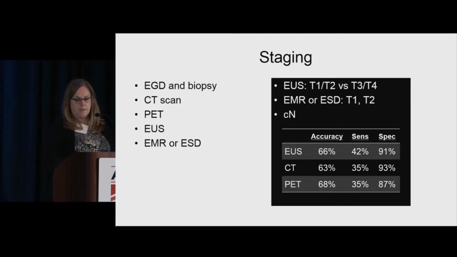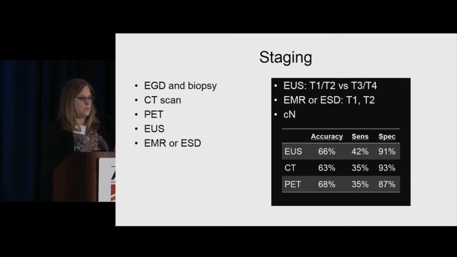So some of the things, as I said, the EUS can help you distinguish a T1 or T2 tumor from a T3 or T4. It's not so good at distinguishing a T1 from a T2, but you can break up into those big groups. Your EMR or ESD can be helpful for your T1 lesions. And identifying clinical lymph nodes is probably one of the toughest parts of this.